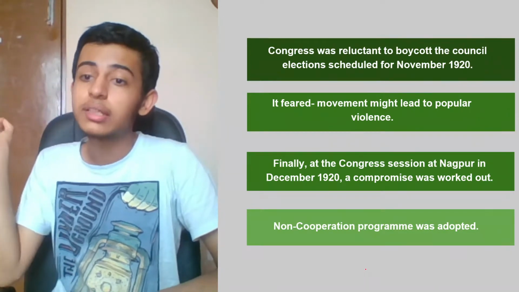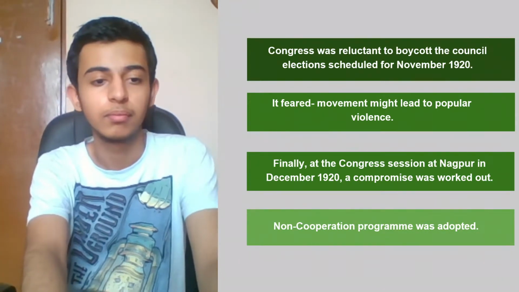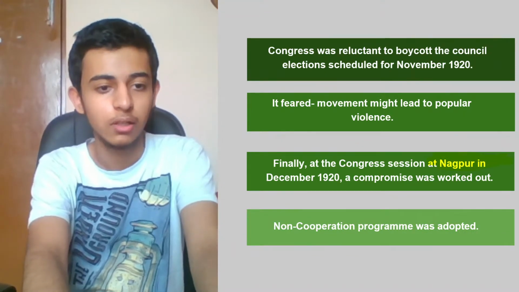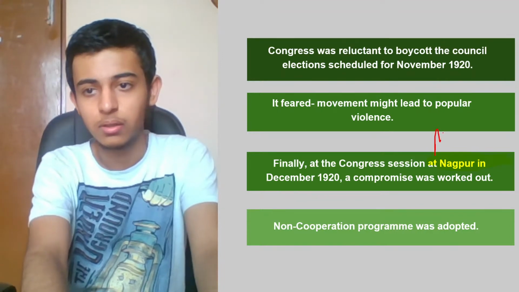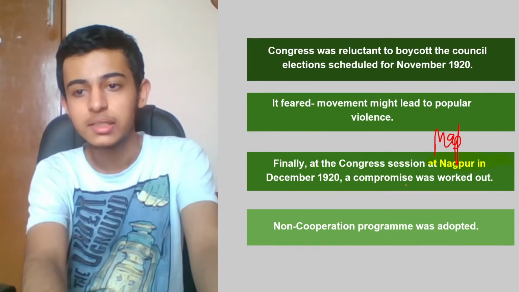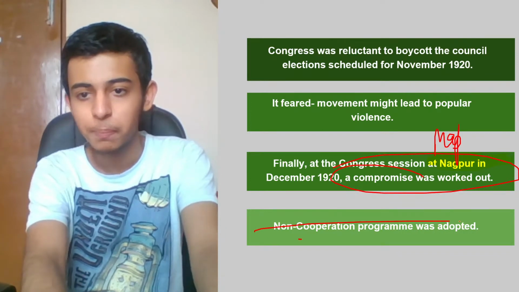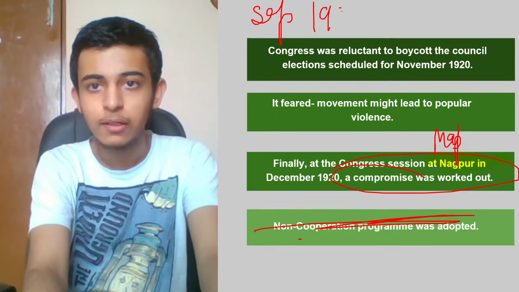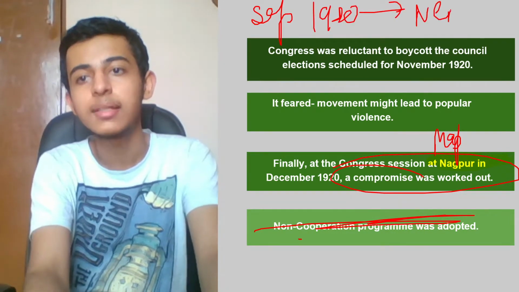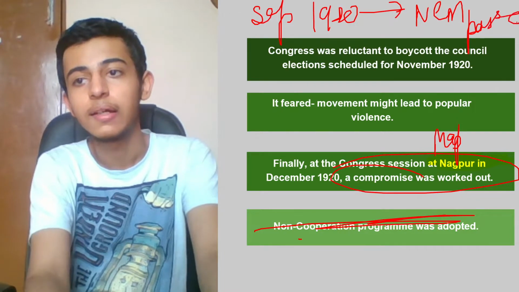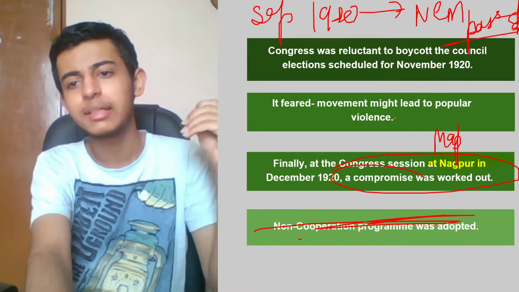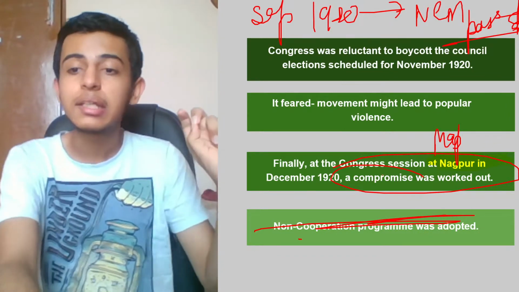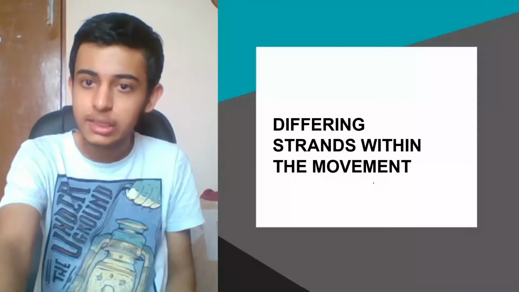Finally, at the Congress session at Nagpur, in December 1920, a compromise was worked out. Non-cooperation program was adopted. In September 1920, non-cooperation was passed in Calcutta, but it was thought of, I mean, adopting it later on, not adopted at that time. In Calcutta, the discussion was there. At Nagpur, it was finally adopted.